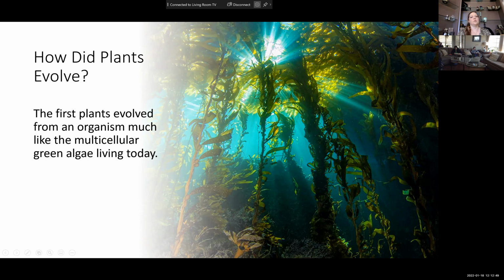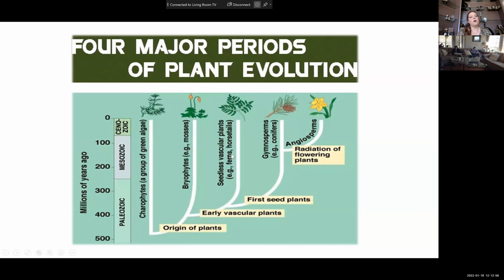It's got little balloons that are pulling it towards the surface, right? Because that air is less dense than water, so the water's going to push underneath the air and the air is going to move upward. It's pretty cool. So there are 4 major periods of plant evolution, and they're right here.